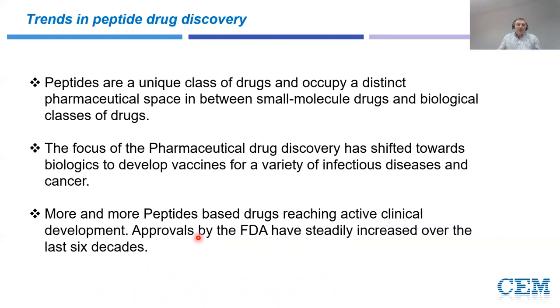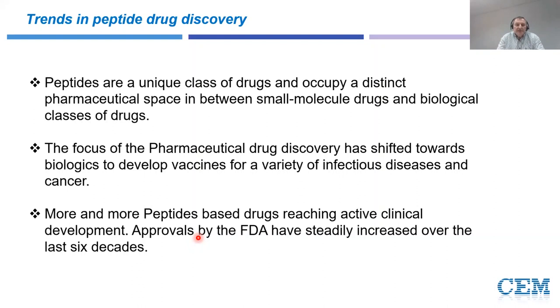Of course, peptides, we know, are a unique class of drugs and occupy a distinct pharmaceutical space between small molecule drugs and biological classes of drugs. The focus of the pharmaceutical drug discovery has shifted in the last decades towards biologics to develop vaccines for a variety of infection diseases and cancer. And more peptide-based drugs are reaching active clinical development and are approved by FDA.